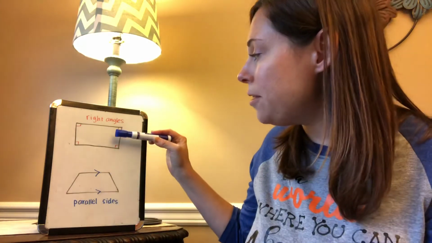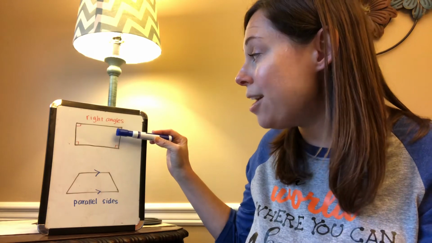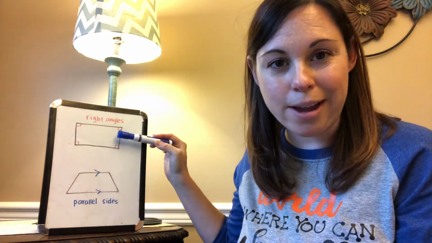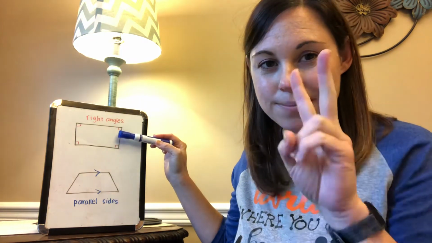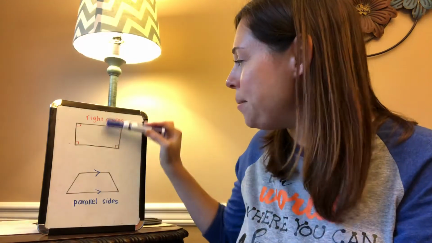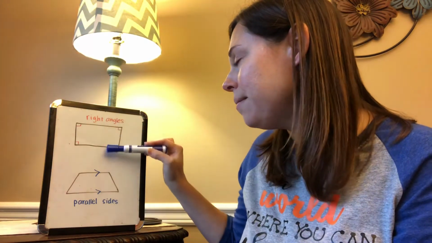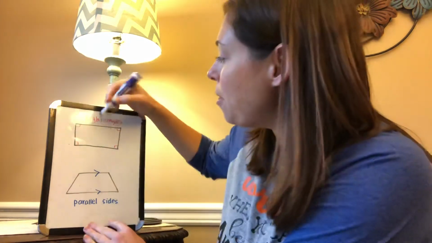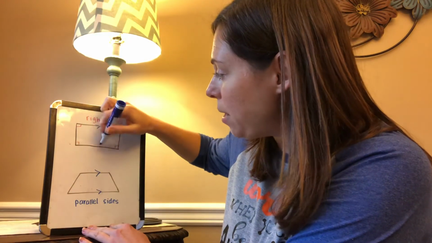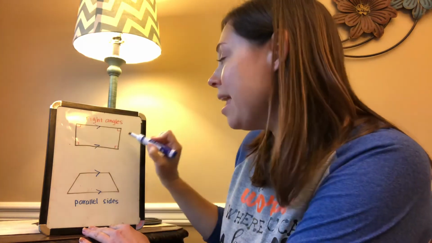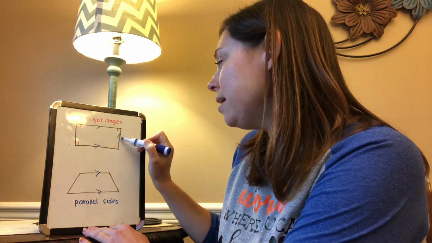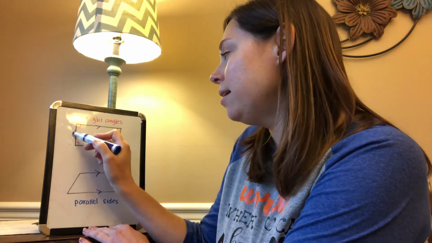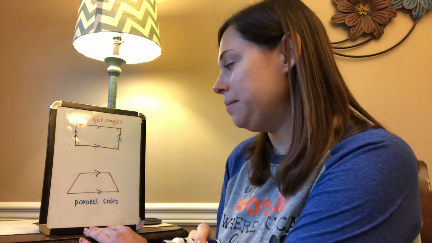If I look up here at this rectangle, how many pairs of parallel sides do you see on it? Two. The top and bottom are parallel, and the left and right are parallel. So this one is parallel with this one, and this one is parallel with this one.